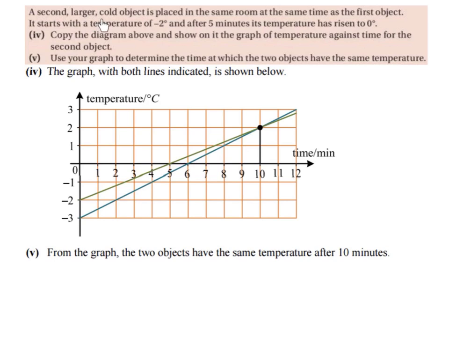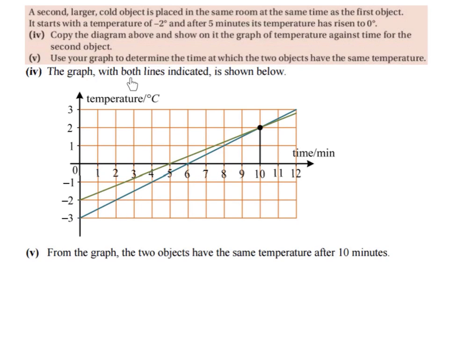A second larger cold object is placed in the same room at the same time as the first object. It starts with a temperature of -2 degrees, and after 5 minutes its temperature has risen to 0 degrees. Part 4. Copy the diagram above and show on it the graph of temperature against time for the second object.